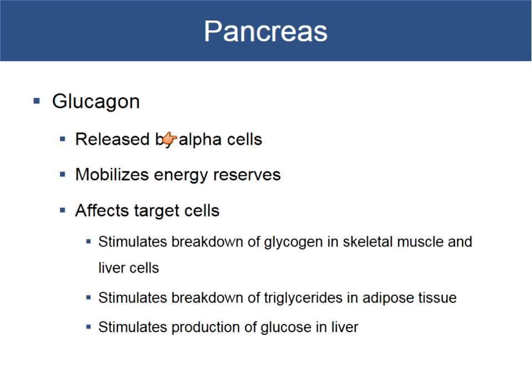Glucagon, once again released by the alpha cells, will mobilize those energy reserves. One reason we talked about those energy reserves being mobilized is because if your sympathetic nervous system kicks in, we need it to be mobilized when you're exercising or working out. So those are all reasons we want to have a lot of energy. The way the target cells are affected by this hormone is that it stimulates the breakdown of glycogen in your skeletal muscle cells as well as in your liver cells. It breaks down triglycerides in your adipose tissue. Fats have a lot of energy in them. So when glucagon is released, those fat cells respond by mobilizing those triglycerides and turning them into energy. And it also stimulates the production of glucose in the liver.